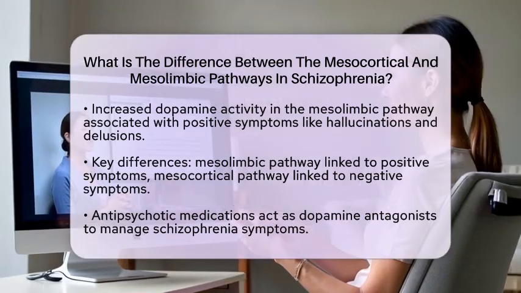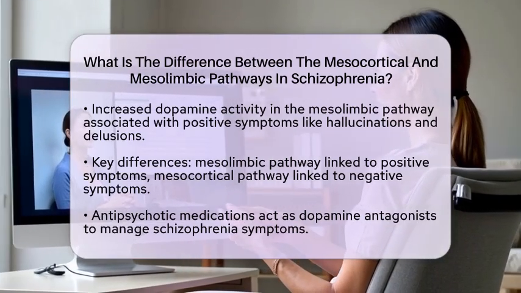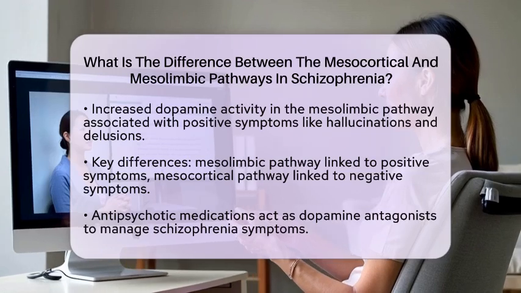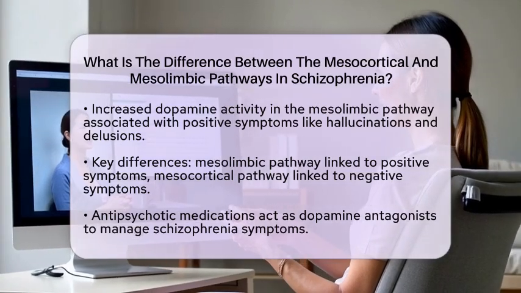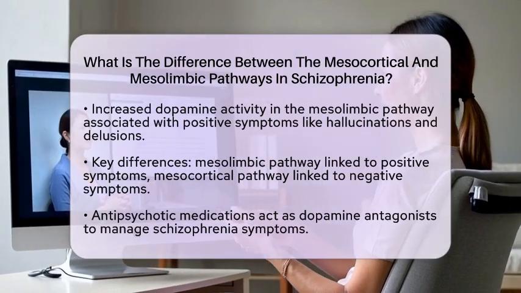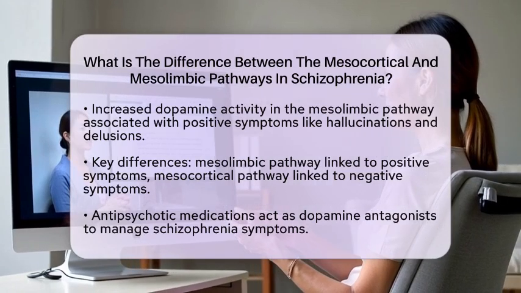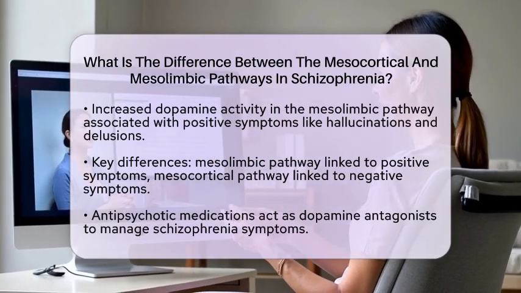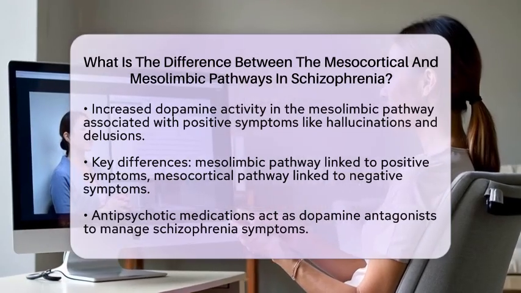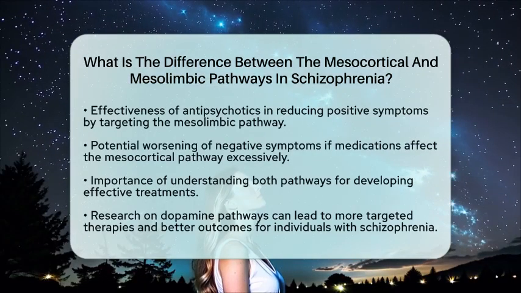When it comes to treatment, antipsychotic medications are often used to manage symptoms of schizophrenia. These medications act as dopamine antagonists, which means they reduce dopamine activity. They can effectively decrease positive symptoms by targeting the mesolimbic pathway. However, if these medications affect the mesocortical pathway too much, they may worsen negative symptoms.